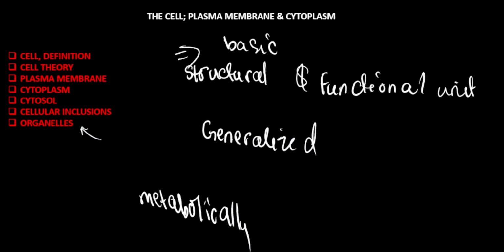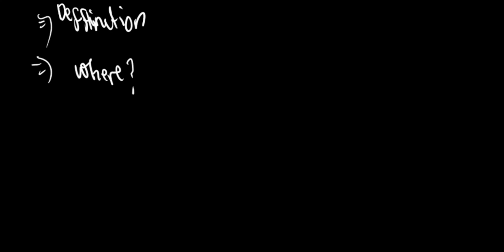Alright, now let's take a look at the cell theory. There are three basic concepts under the cell theory. First of all, just remember the definition of a cell. So the definition of a cell forms one of the concepts of the cell theory. The next is, where are cells found? So the first concept would be the definition of the cell. The next concept would be, where can cells be found? And the third concept of the cell theory is, how are they formed?